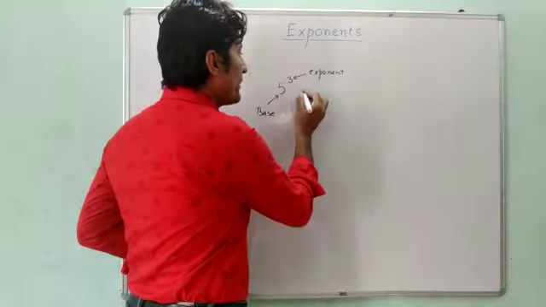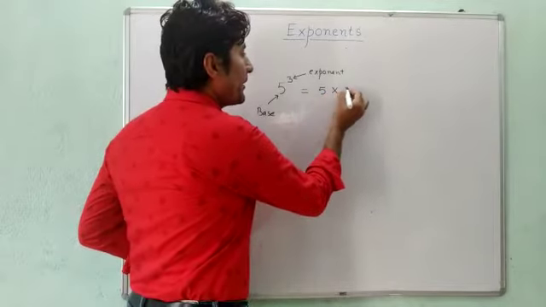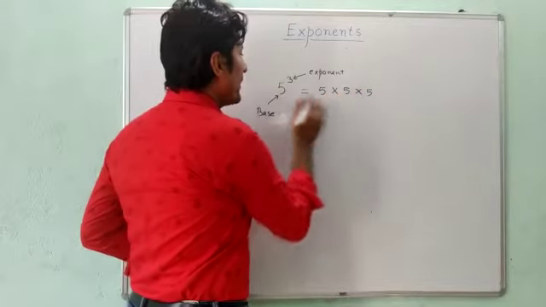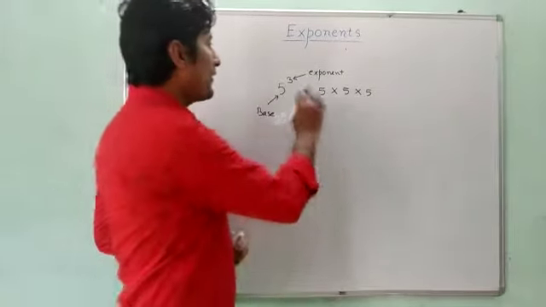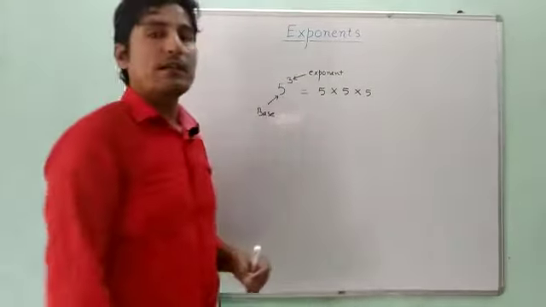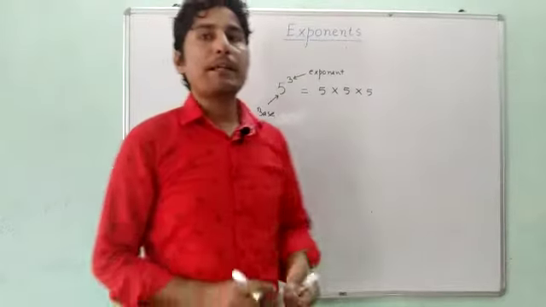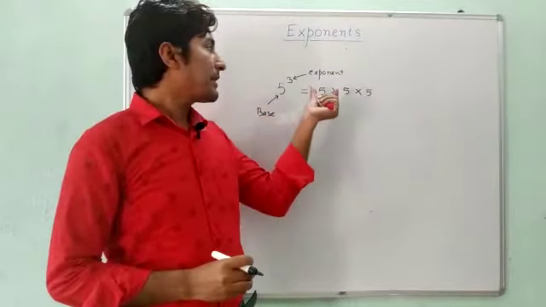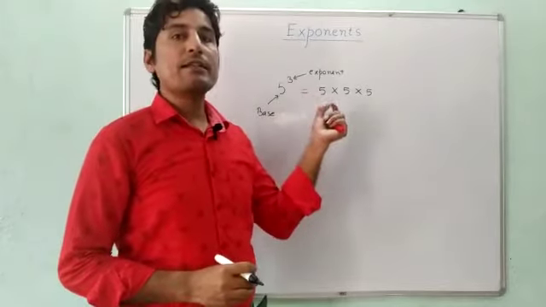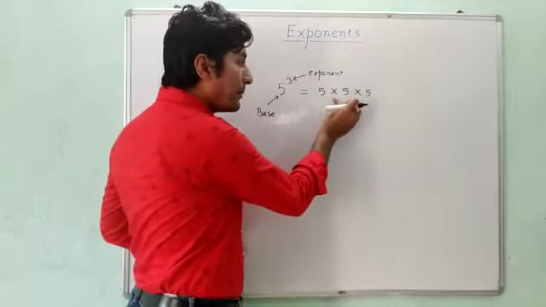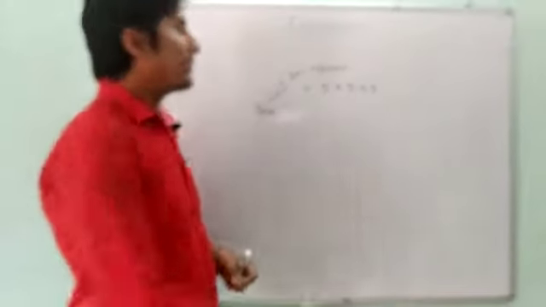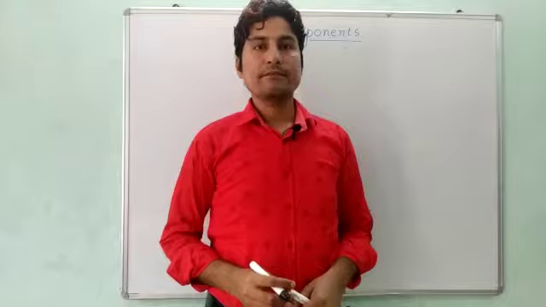So we can write 5 to the power 3 like 5 multiplied by 5 multiplied by 5. We are multiplying the base up to 3 times because the value of exponent is 3. So once again I am repeating the definition of exponent. An exponent is defined as the number of times we multiply the base by itself.